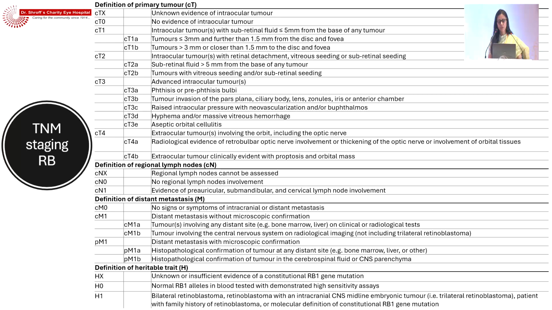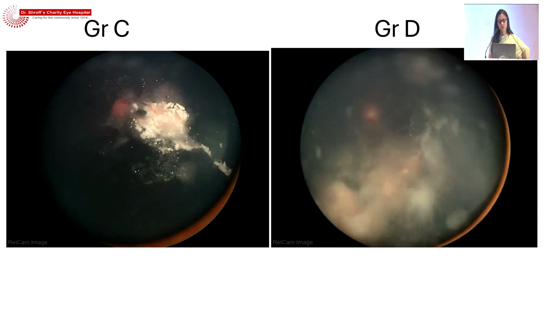Again, if we look here, there is a catch, specifically if we look at the cT2. cT2b includes the tumor where there is vitreous seeding or subretinal seeding, and we know this again is a very wide spectrum. And there is going to be a difference in the prognosis if the seeding is focal versus diffuse, which is the classification according to the grouping system. Prognosis-wise, there is a lot of difference in the survival outcome.